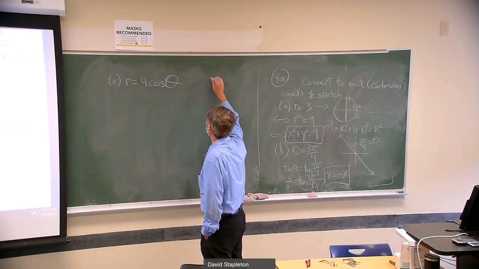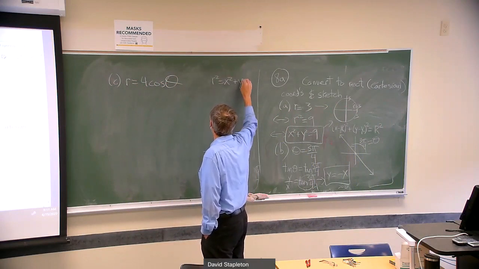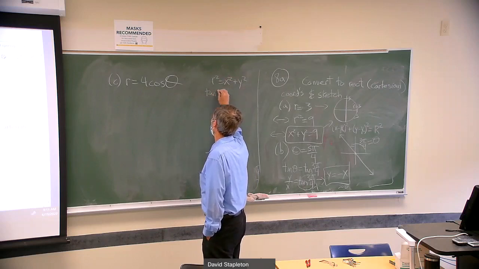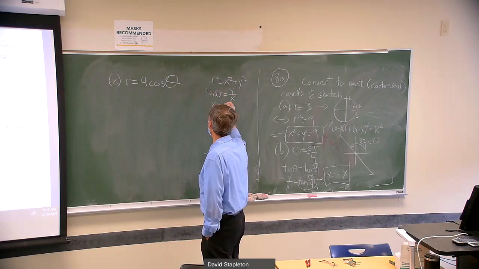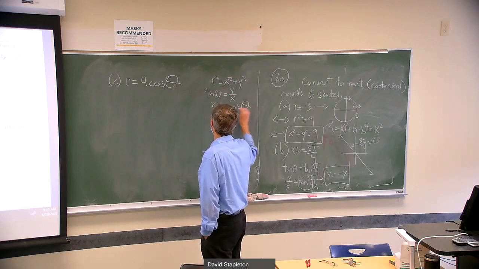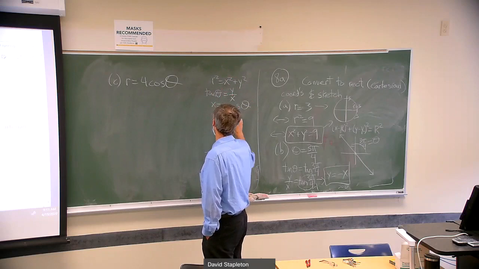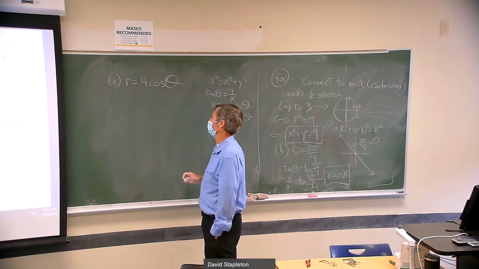Using my conversion equations, right? r squared equals x squared plus y squared. Tangent theta equals y over x. Memorize these, you need them in your later courses. x equals r cosine theta, y equals r sine theta. Again, the same instructions: convert to rectangular coordinates and sketch.